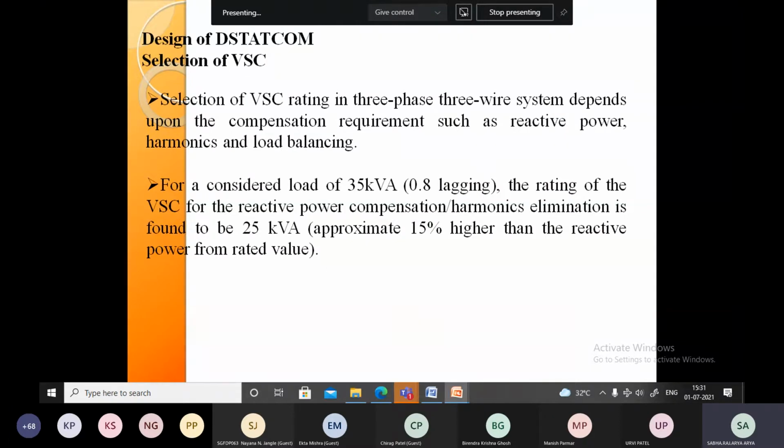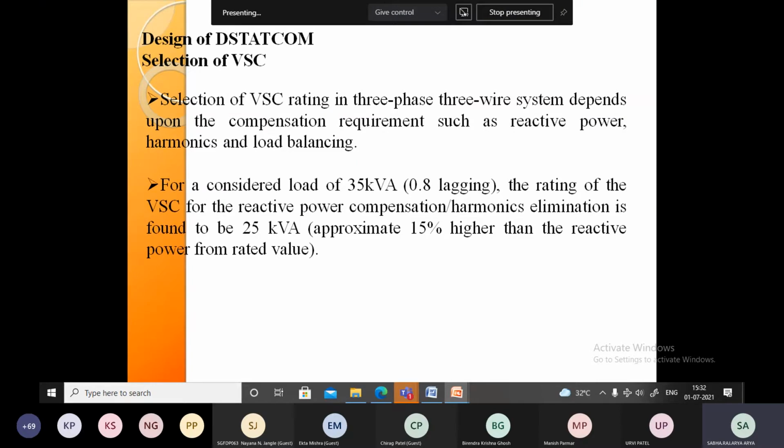First, to design this whole circuit, we should know the load rating and the power levels. Based on the load rating and power levels, we can design the converter. So first you can calculate the rating of the voltage source converter. If we want to compensate only reactive power, suppose we have a 10 kVA load with 0.8 power factor. In that case, the rating of the voltage source converter you can design based on 10 into 0.6, since the power factor is 0.8.